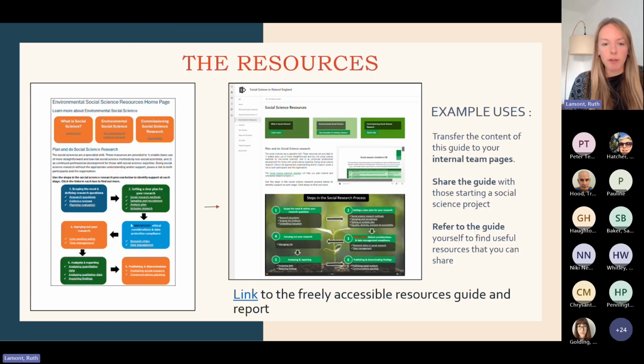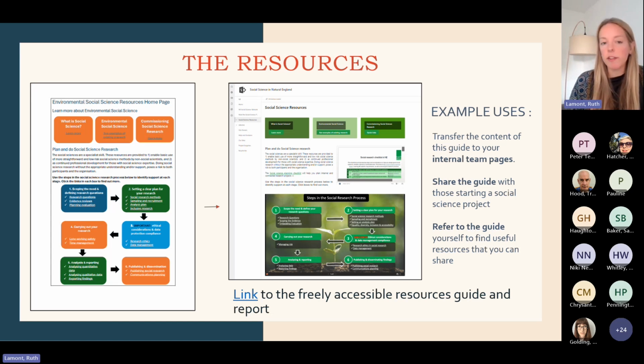So I guess the bit that you're probably most interested in is how you can see the resources and use them. And so on the right-hand side here, this is the screenshot of our internal Natural England SharePoint site. And you can see how that's actually the same page as this PDF that we've produced from it. So we drew all of our piloting work and put it into a PDF so we can share it with other people. Annoyingly, you can't export a whole SharePoint site.